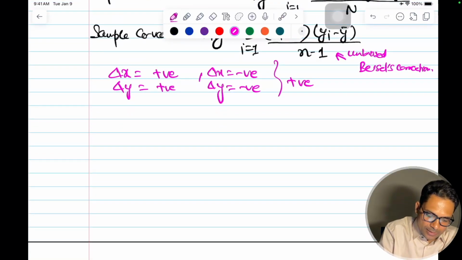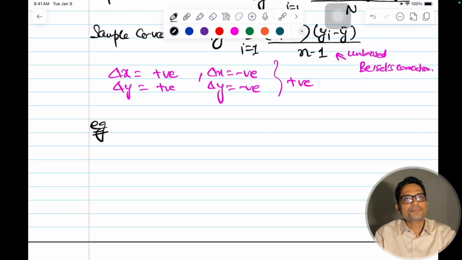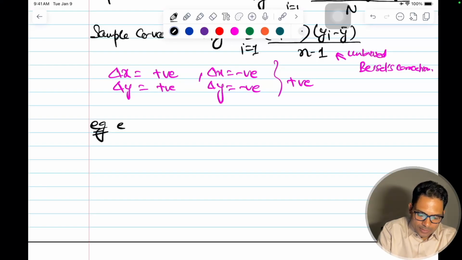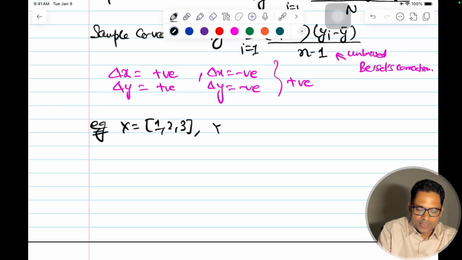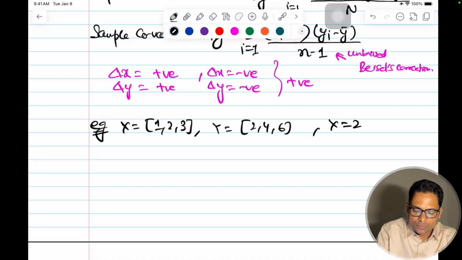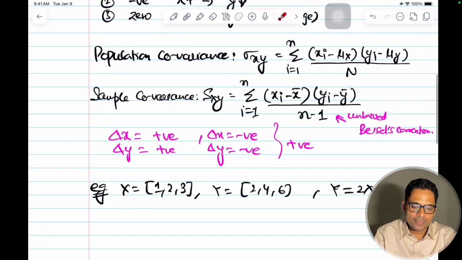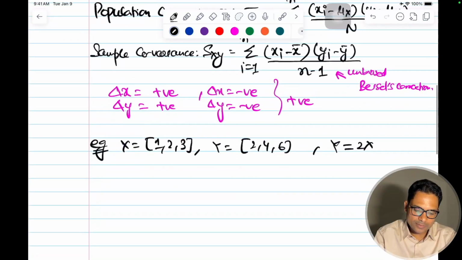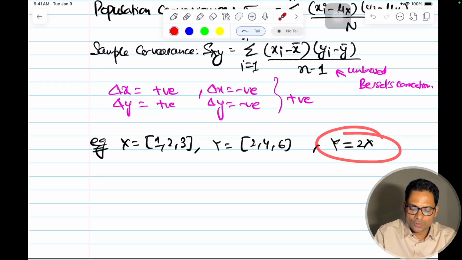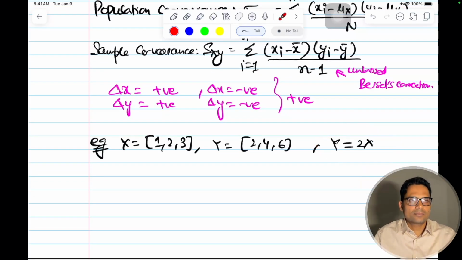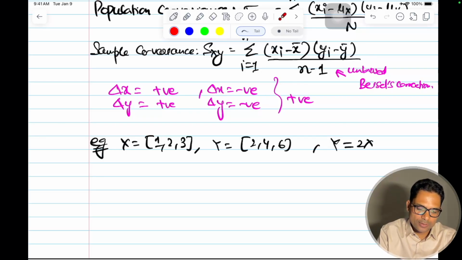Let's see a simple example and understand. We'll compute a sample covariance. For example, x is 1, 2, 3 and y is double of it: 2, 4, 6. You can clearly see that y is equal to 2x. There's a clear relationship, so the covariance should be positive. Let's compute it quickly and see.